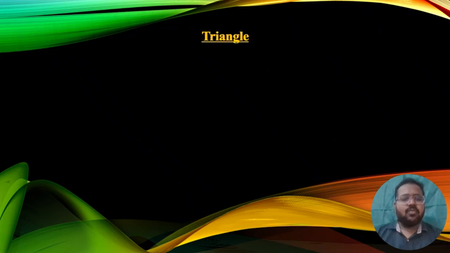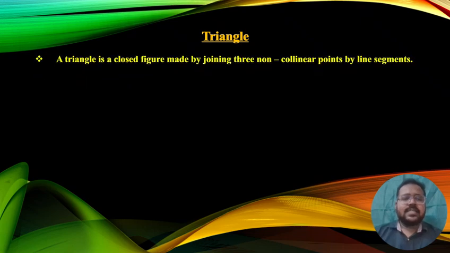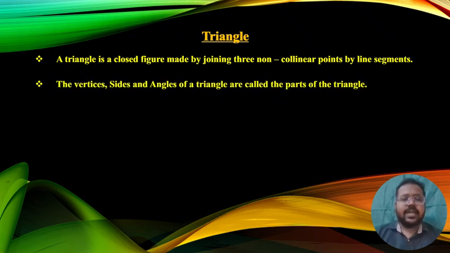Let's understand what we mean by a triangle. A triangle is nothing but a closed figure made by joining three non-collinear points with the help of line segments. It has three vertices, three sides, and three angles, and we call them the parts of the triangle.